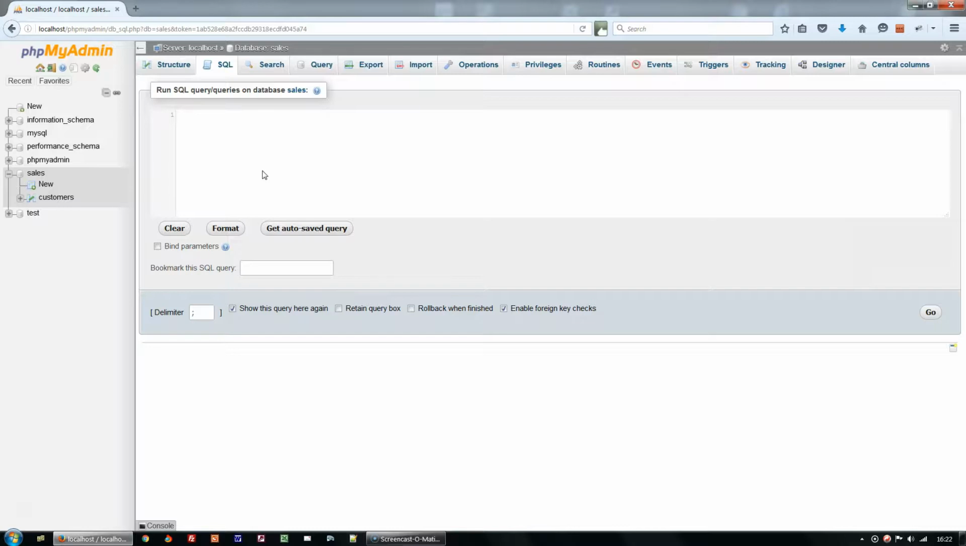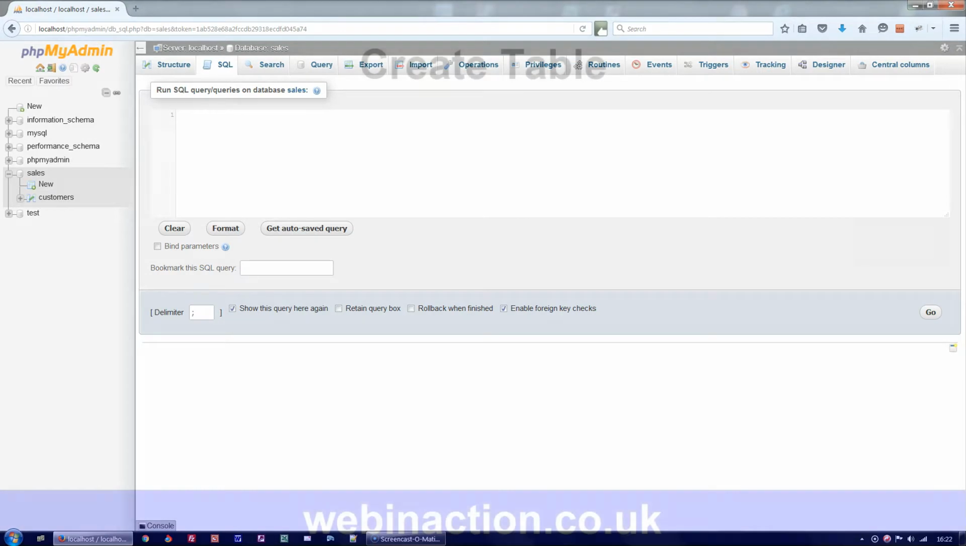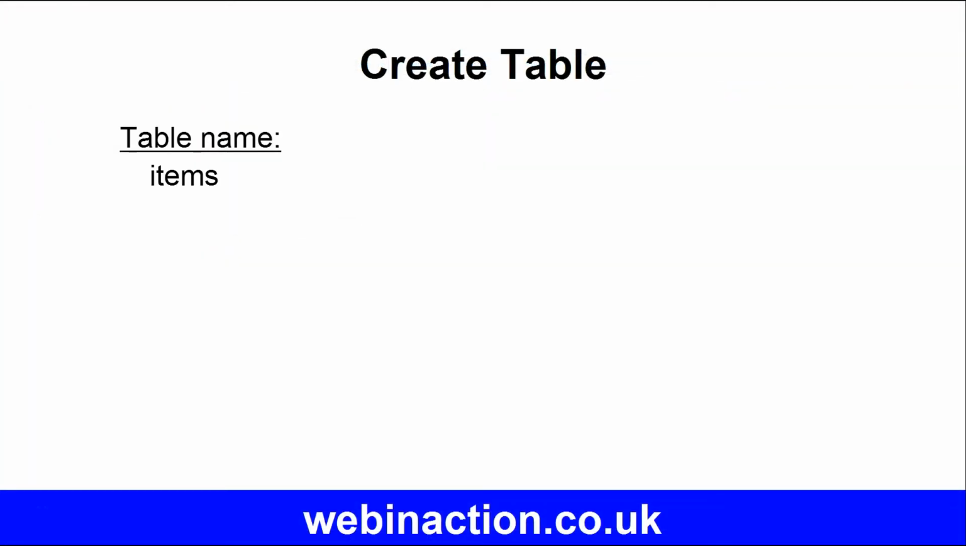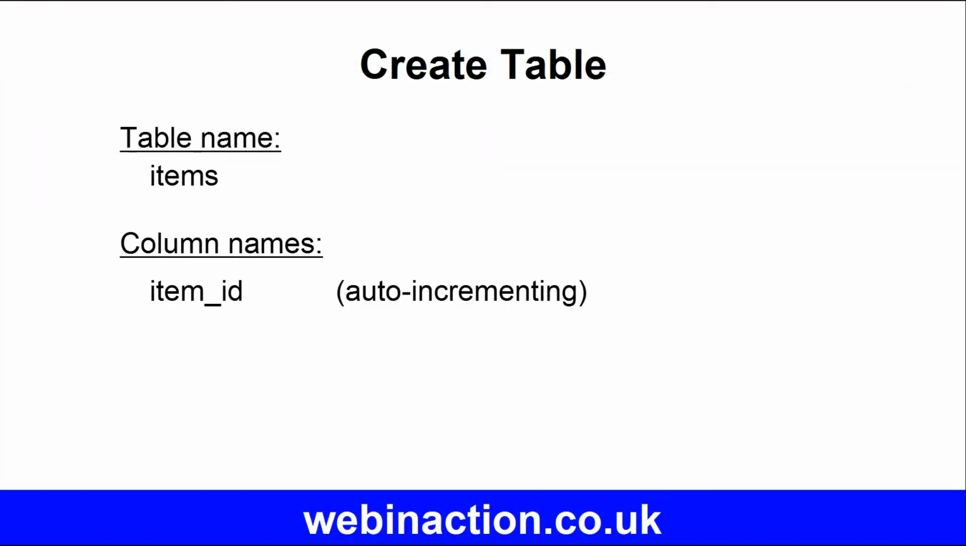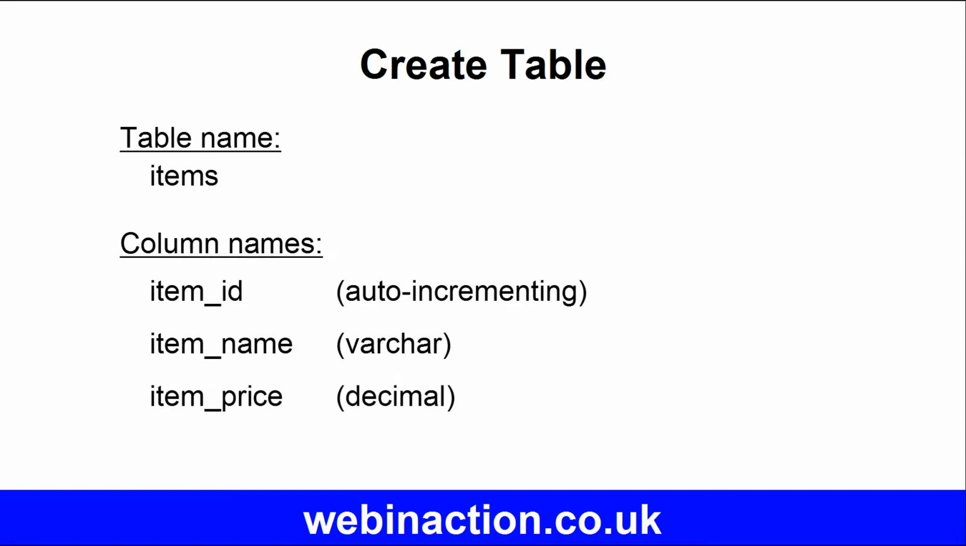When we create a table on the command line, we need to know in advance exactly how many columns it's going to have and what all their data types are. We'll create a new table called Items with 3 columns. The first column will be the auto-incrementing ID field, which we'll call Item ID. The second will be the name of the item, which we'll call Item Name, and which will be a varchar field. And the third will be the price, which we'll call Item Price, which will be a decimal field.